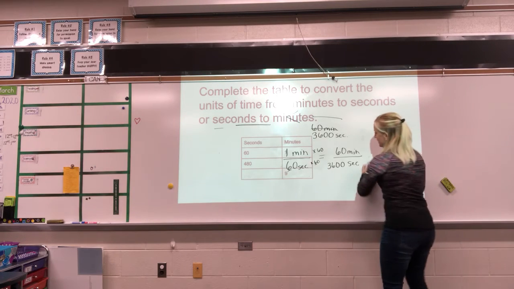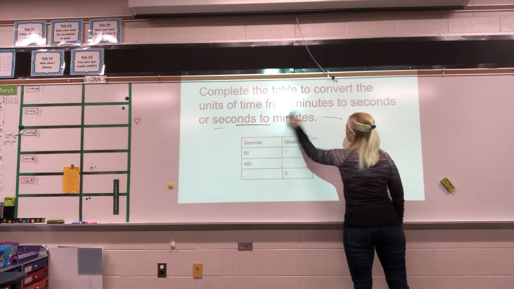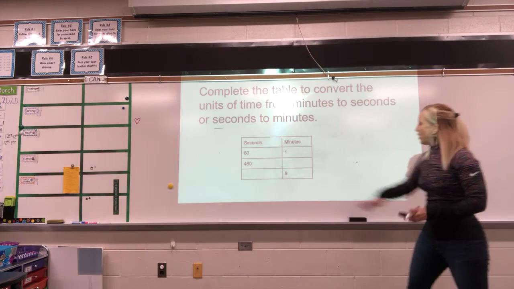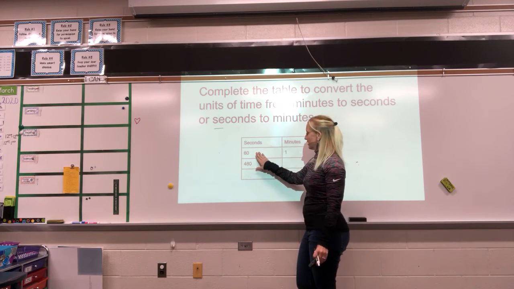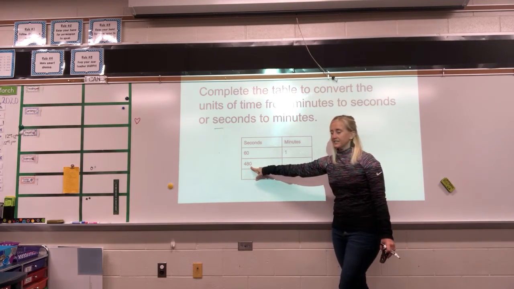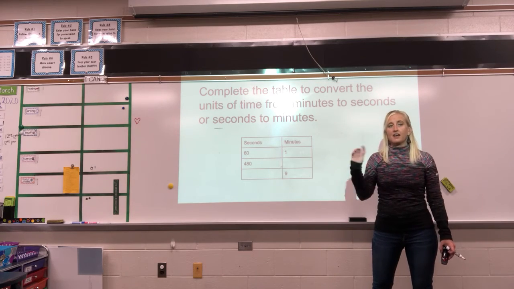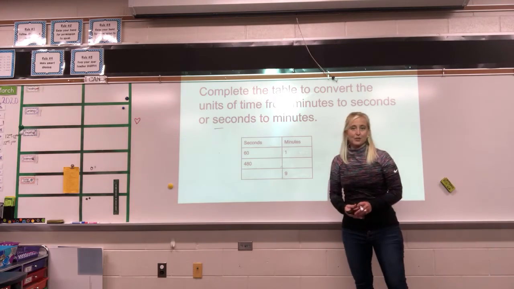Okay, one more I think. Let's complete the table again. So we're going to complete the table to convert units of time. 1 minute is 60 seconds, and then they give you 480 seconds, and they give you 9 minutes. Go ahead and try this, and hit pause, and then come back when you're ready for the answer.